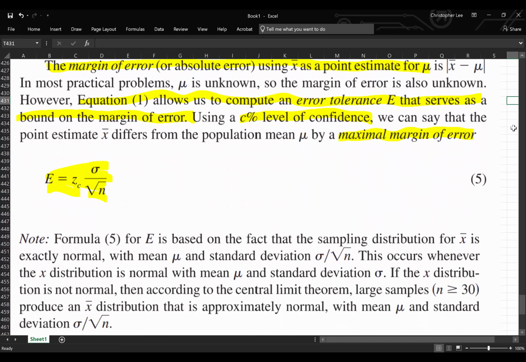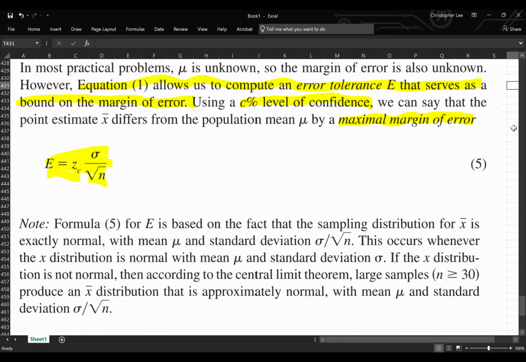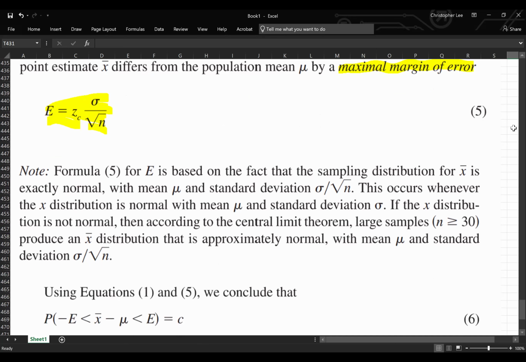So note, formula 5 for E is based on the fact that the sampling distribution for the sample mean is exactly normal with the mean mu and a standard deviation sigma over the square root of n. This occurs whenever the x distribution is normal with the mean of mu and the standard deviation sigma. If the x distribution is not normal, then according to the central limit theorem, large samples, n greater than or equal to 30, produce an x distribution that is approximately normal with mean mu and standard deviation sigma over the square root of n.